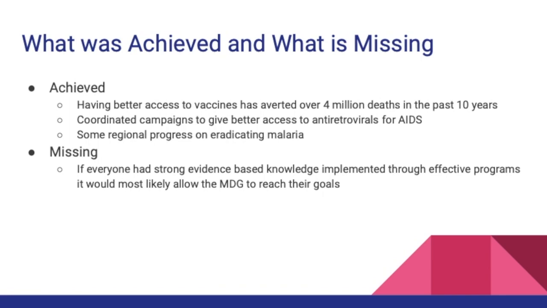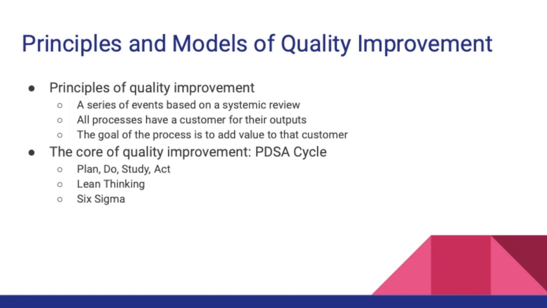All right, so what they were able to achieve was having better access to vaccines, which averted over 4 million deaths in the past 10 years. They coordinated campaigns to give better access to antivirals for AIDS and made some reasonable progress on eradicating malaria. If everyone had strong evidence-based knowledge on implementing effective programs, they would most likely be able to reach their goal.